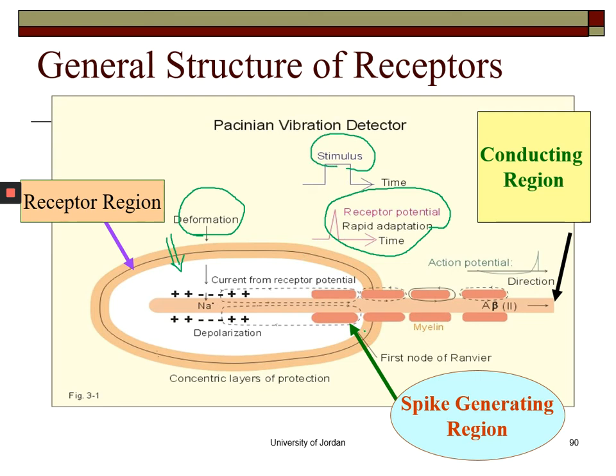If the receptor potential reaches the threshold for this neuron, this area is called the receptor region. The first node of Ranvier, where the action potential starts, is called the spike generating region, and the other is called the conducting region. So if the receptor potential reaches the threshold, then it will transmit an action potential in this afferent neuron.